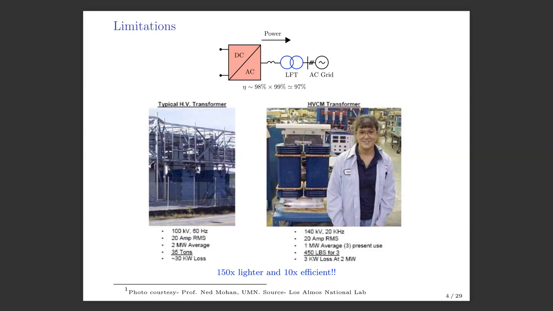So here you see a picture that Professor Mohan was kind enough to share with me. This work was actually done some time back at Los Alamos National Lab, where a similarly rated transformer was designed. Here is a 60 hertz transformer and a similarly rated 20 kilohertz transformer. You see the weight goes from 35 tons to 450 pounds. So this is like 150 times lighter. And I think they have used an advanced Finemet material here. So the losses also went down by 10 times.